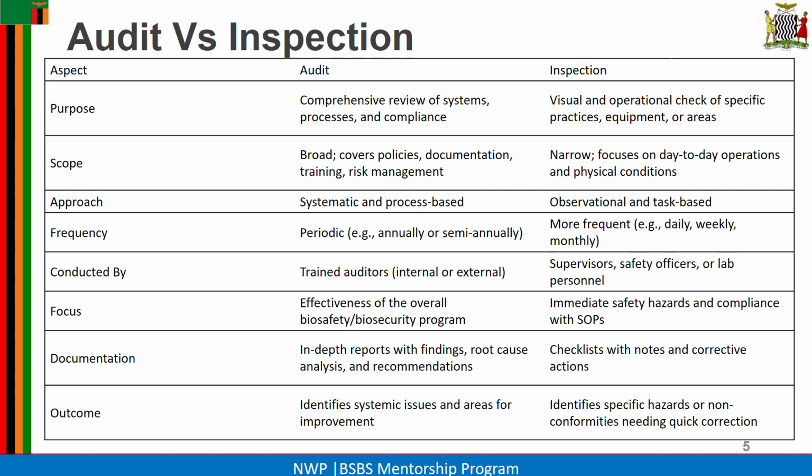Then for the approach, the audit is systematic and process-based, while an inspection is observational and task-based. Frequency: audits are mostly periodic, so you can do them either annually, semi-annually, or every quarter, depending on how often you want to do them. But inspections are a little bit more frequent, so you can do inspections on a daily basis, weekly basis, or monthly basis at the most.